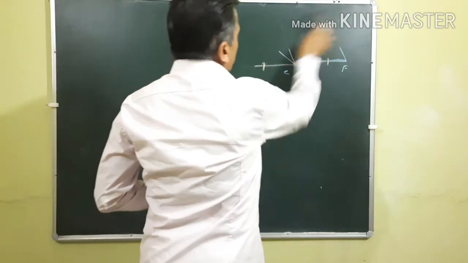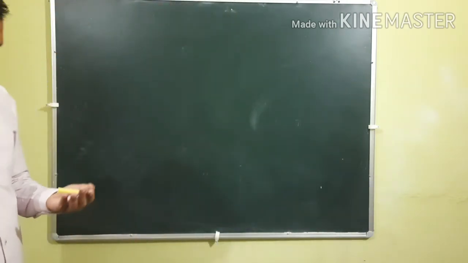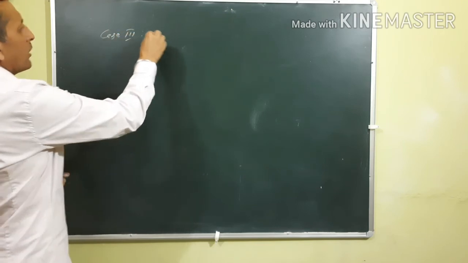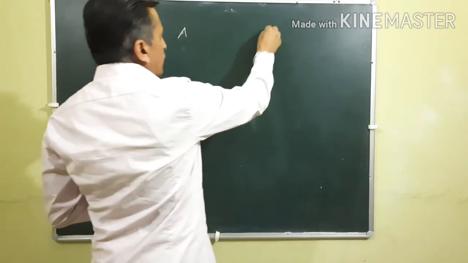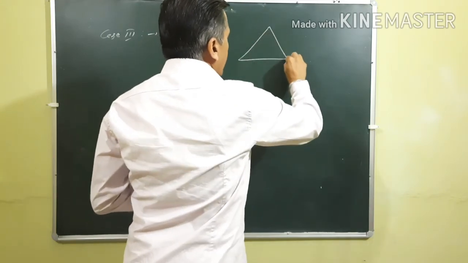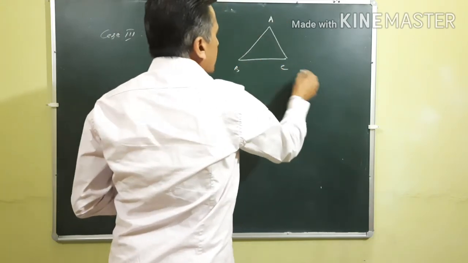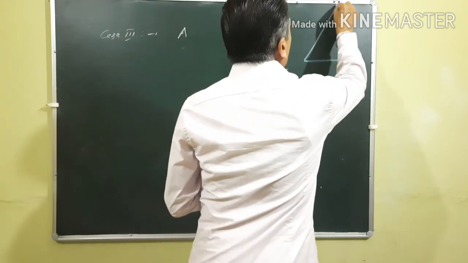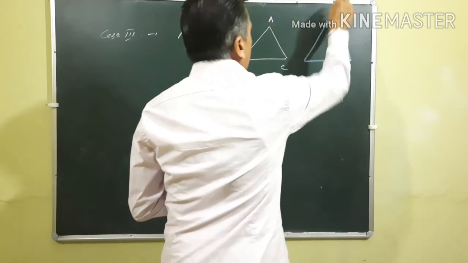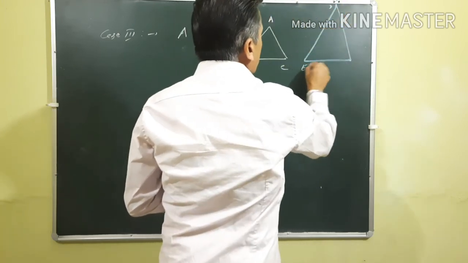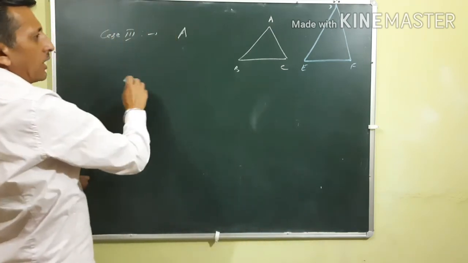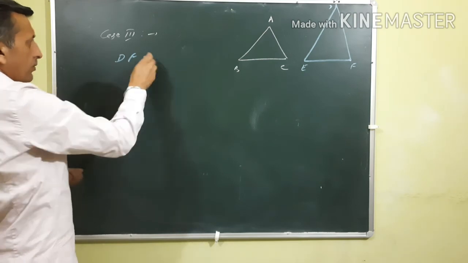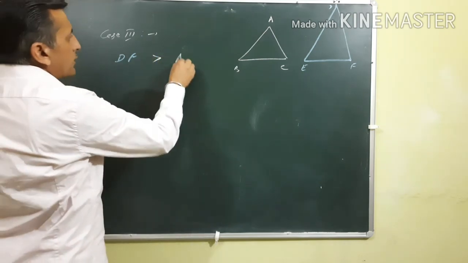After this we will discuss the third case. Now the third case is similar to the second case, so I just want to give an introduction to this one. Case number three. Suppose this is your first triangle, A, B, C, and this is another triangle, D, E, F, and you can take it like this. This is a bigger one. Okay, so this is your D, this is your E, and this is your F. In this case, he said that if your DF is greater than your AC.